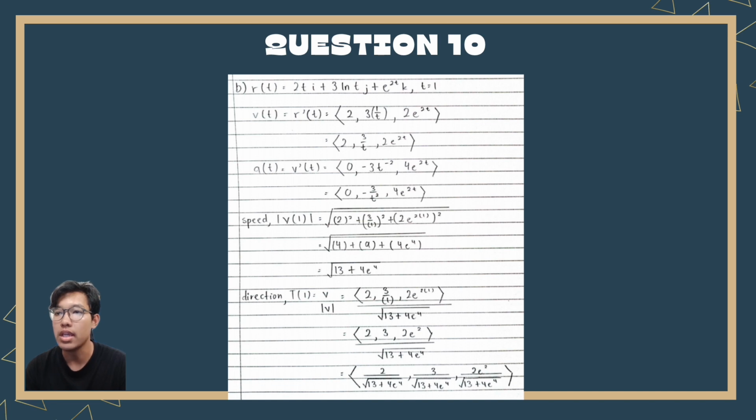For b, to get the velocity, we will differentiate r(t), and the answer we will be getting is 2i, 3 over t j, and 2 e to the power of 2t k. Then to get the acceleration, we will differentiate v(t), and the answer will be 0i, negative 3 over t squared j, and 4 e to the power of 2t k.